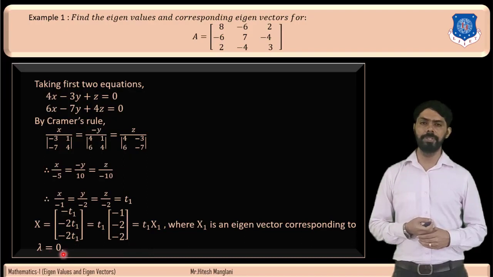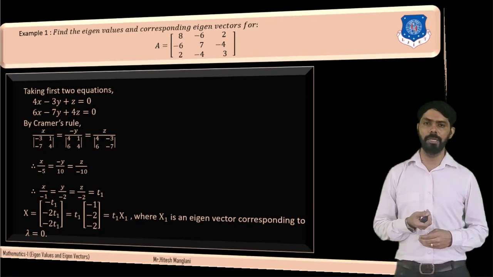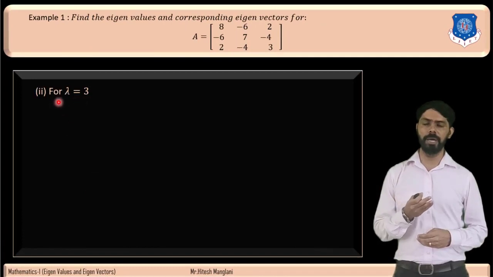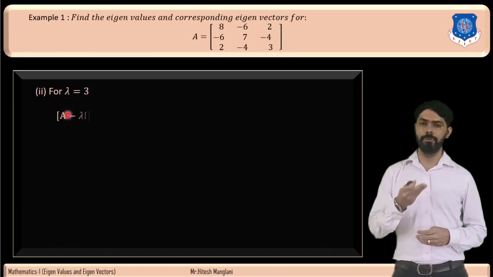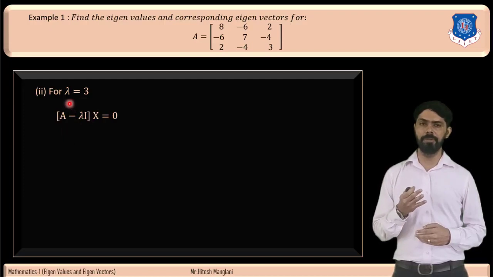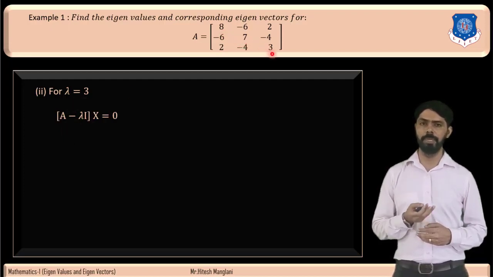Now we will repeat this same process for the remaining eigenvalues. Now we will find the eigenvector for the eigenvalue lambda equal to 3. So (A minus lambda I) into capital X is equal to 0, where capital X is the eigenvector. The meaning of A minus lambda I is that we will have to subtract lambda from the principal diagonal elements. So here lambda is 3, so 8 minus 3 will be 5, then 7 minus 3 will be 4, then 3 minus 3 will be 0.